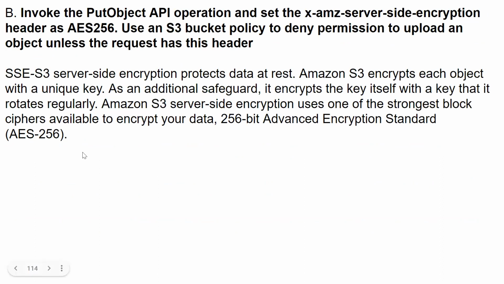Okay, B. Invoke the put object API operation and set the x-amz-server-side-encryption header as AES256. Right, use the bucket policy to deny permission to upload an object unless the request has this.